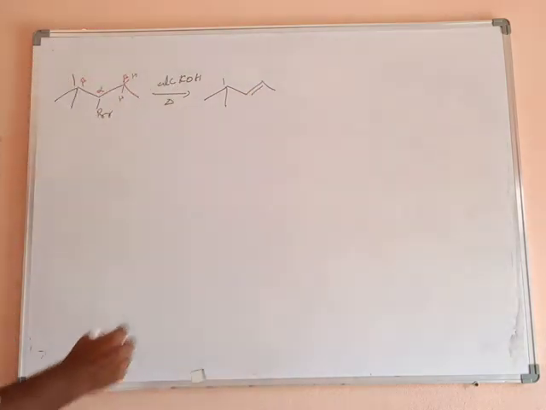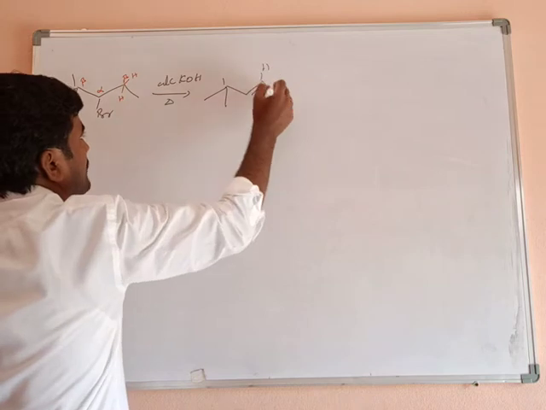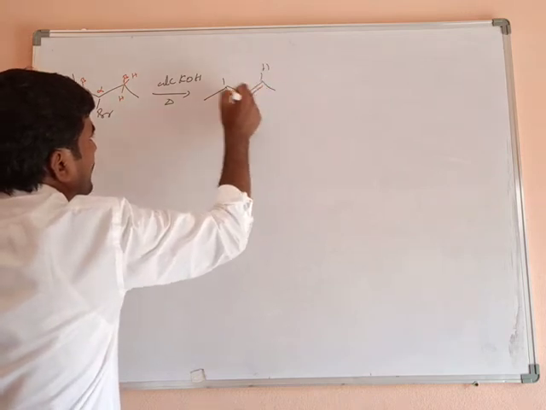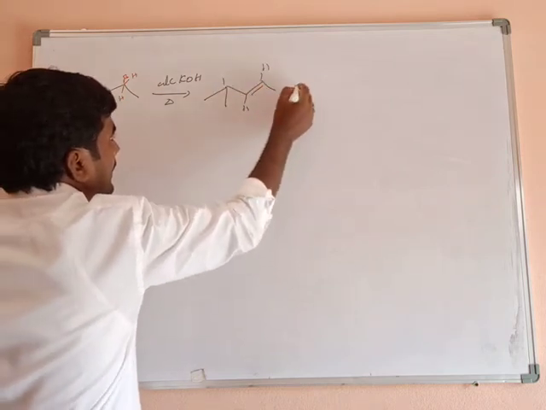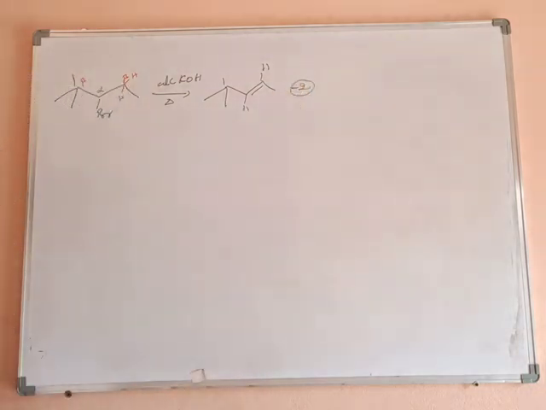So what about here? A hydrogen atom and a methyl group are there, and a hydrogen atom and another group are there. So it shows GI, which means 2 products are possible here.